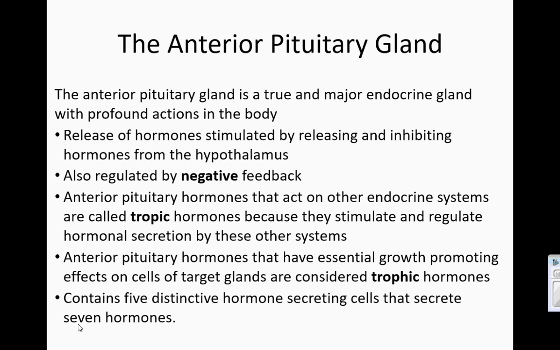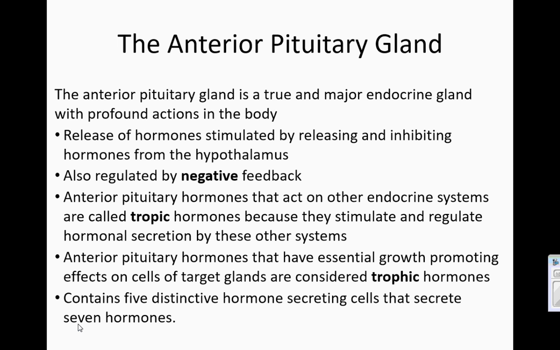Speaking of that target, the anterior pituitary, it's our next structure that we're going to discuss. Once upon a time, it was believed that the anterior pituitary gland was the major gland of the endocrine system. But we just talked about the fact that it's controlled by the hypothalamus. So we now know that the hypothalamus is the major control center of the endocrine system. But the anterior pituitary would be thought of as like number 2 in charge. Okay. It is a true and major endocrine gland.